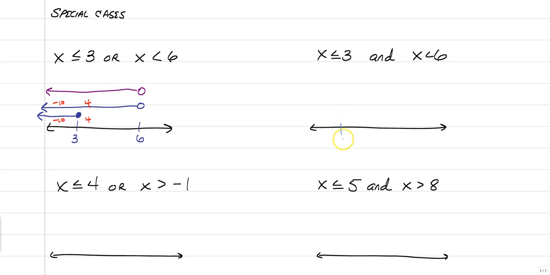Okay? Let's talk about an and statement that goes in the same direction now. So we got the same 3 and 6. X has to be less than or equal to 3, and x has to be less than 6. So, an and statement, sausage and pepperoni, we need both to be satisfied. So, we'll talk about negative 10. Is negative 10 true for this one? Yep. Is negative 10 true for this one? Yep. How about 4? Is 4 true for this one? No, it's not.